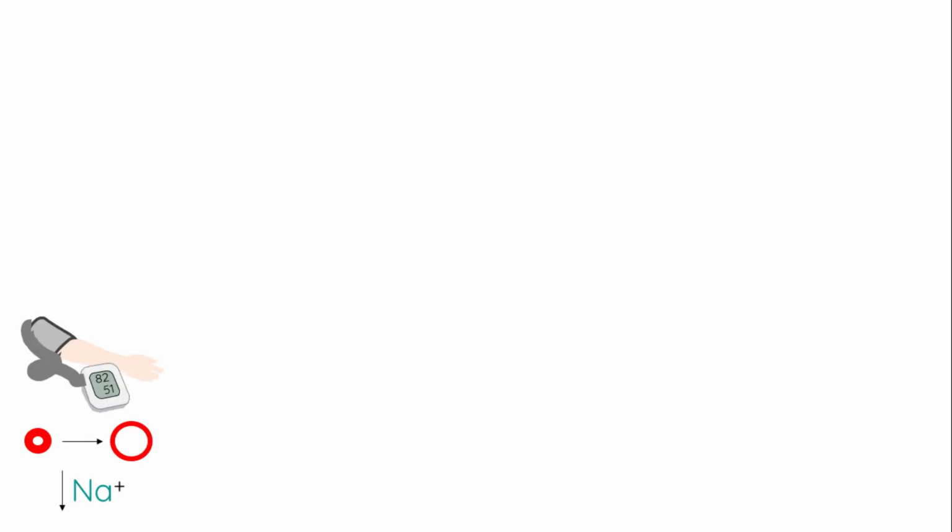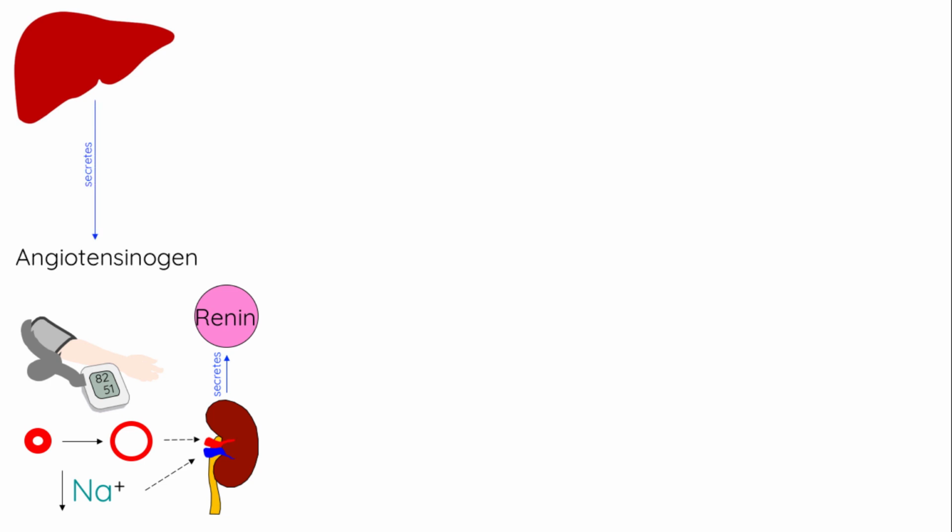In the kidneys, there are a group of specialised cell types present in the afferent arteriole that collectively make up the juxtaglomerular apparatus. When blood is lost, blood pressure drops and some sodium is lost. The juxtaglomerular apparatus detects these changes and releases a hormone, renin, in response. Meanwhile, angiotensinogen, a protein, is synthesized and secreted by the liver.